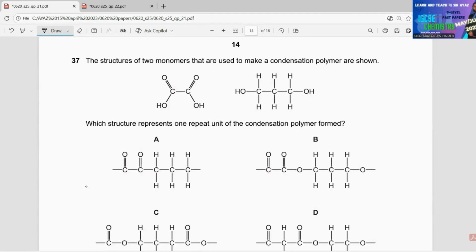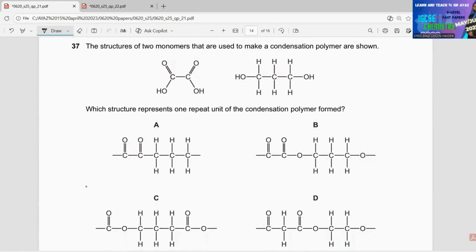37. The structures of two monomers that are used to make a condensation polymer are shown. Which structure represents one repeat unit of the condensation polymer formed? So they are saying that we have to look for the one repeat unit of the condensation polymer formed. For the condensation polymer, you need to remove a water molecule. So you need to remove H from here, and OH from here. So there must be C double bond O, C double bond O, and O.